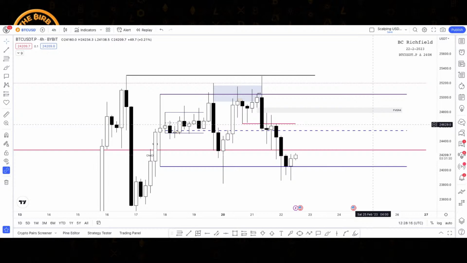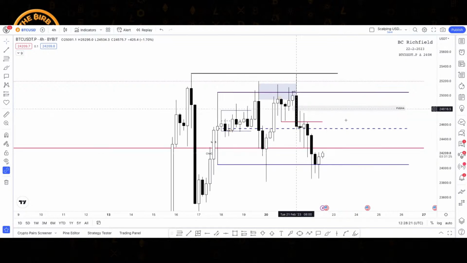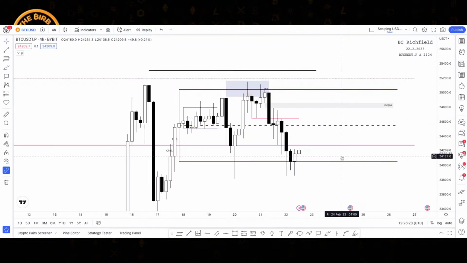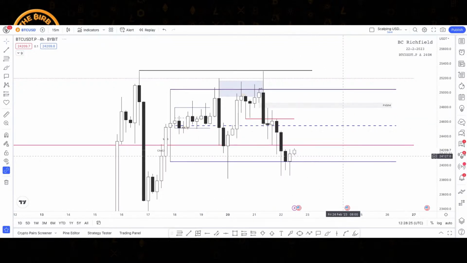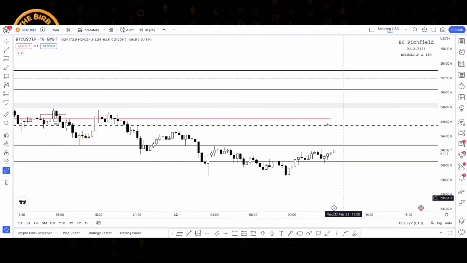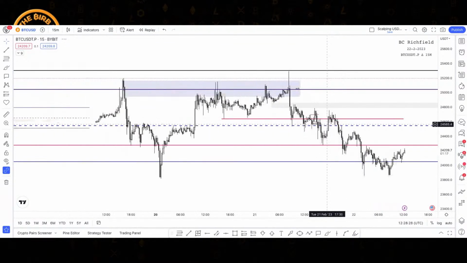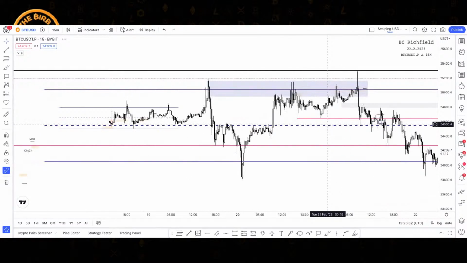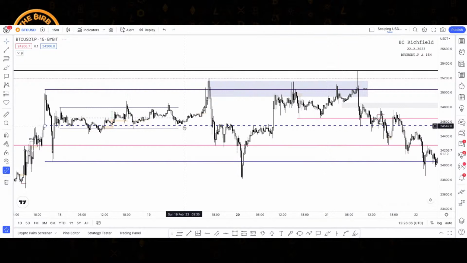So basically, these are my thoughts on Bitcoin at the moment, right? We're back in this range. Let me just show you on a 15-minute, for example, how this would look. I trade these on a 5-minute, guys, but I appreciate a lot of people don't have those time frames or the ability to play those kind of time frames.